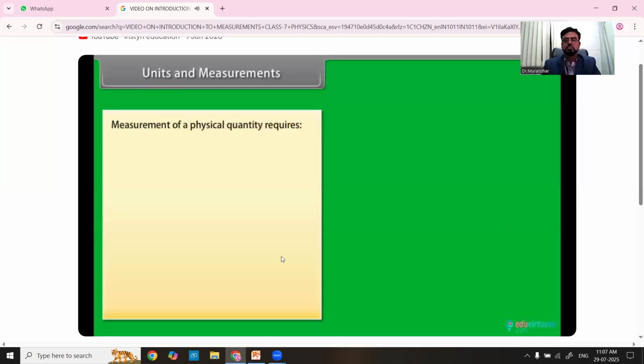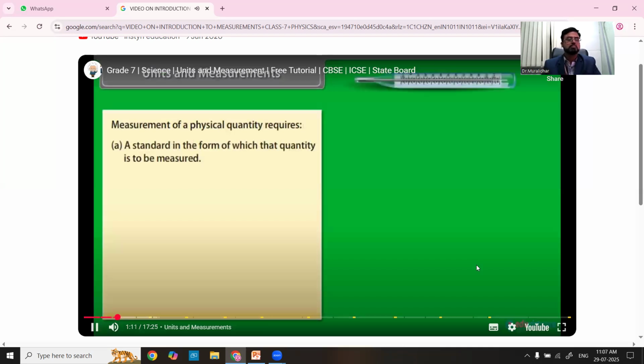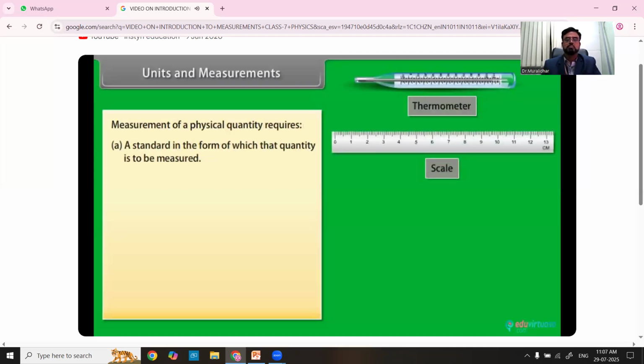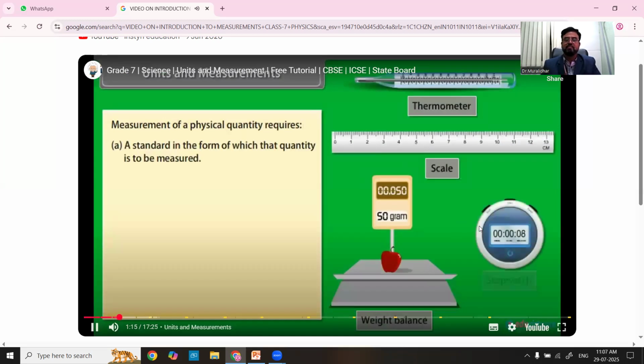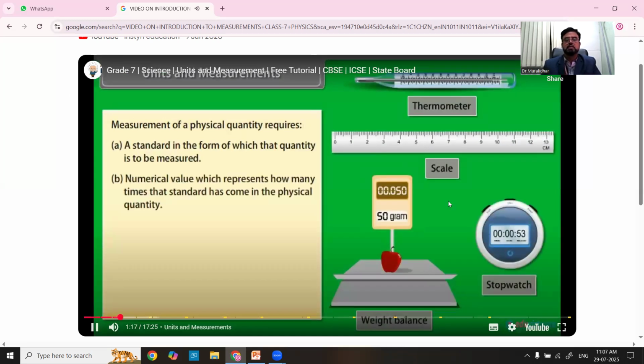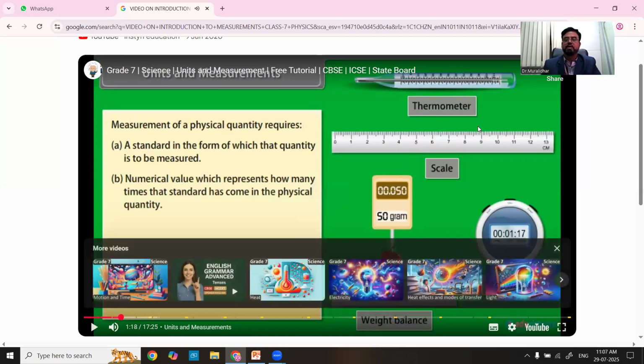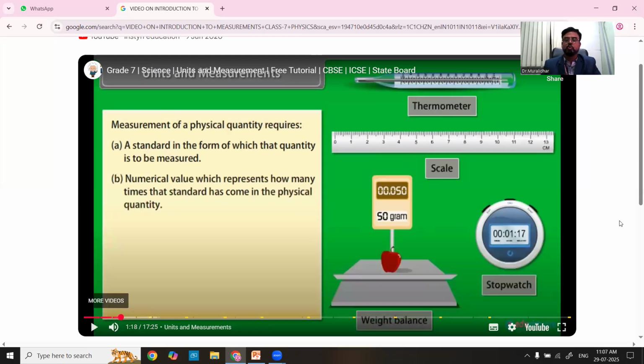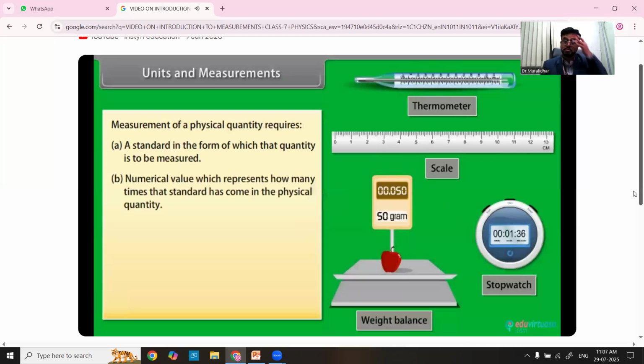Measurement plays a very vital role in the study of physics. Measurement of a physical quantity requires: A. A standard in the form of which that quantity is to be measured. B. A numerical value which represents how many times that standard has come in the physical quantity. Devices: a thermometer for measuring temperature, a scale to measure length, a stopwatch or watch to measure time, and a balance for measuring mass.